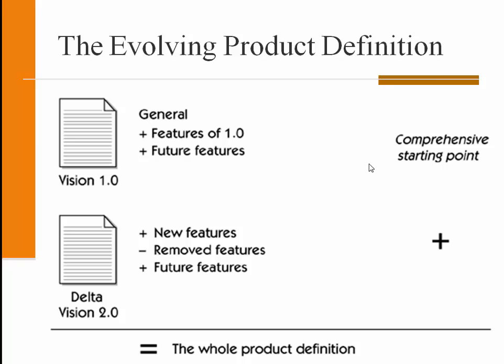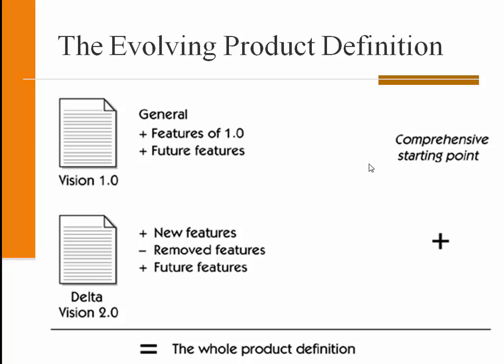Now all these things put together will form the Delta Vision document 2.0, which is the next version of the first release. Now both these vision and Delta Vision documents, when we put them together, we call it the whole product definition. Now that is what the Delta Vision means.